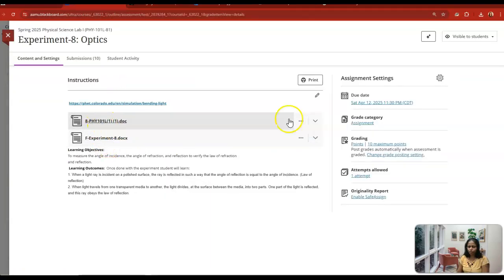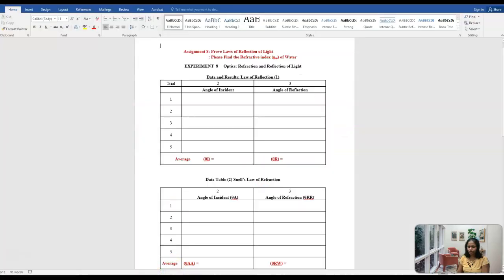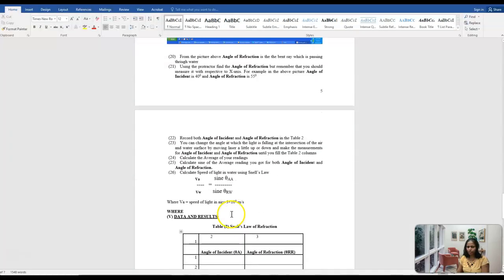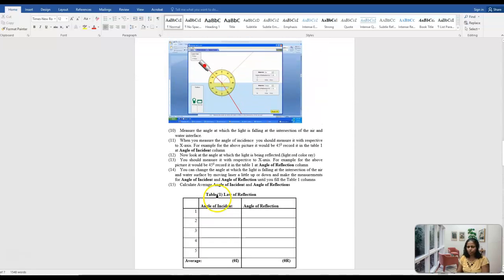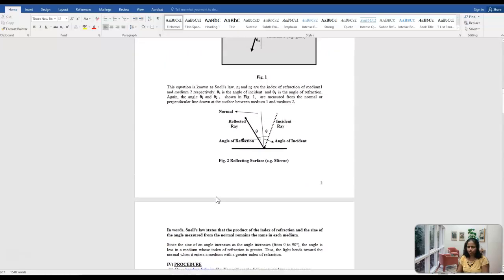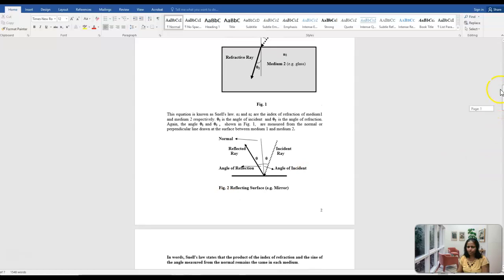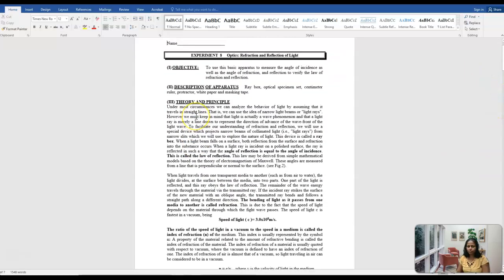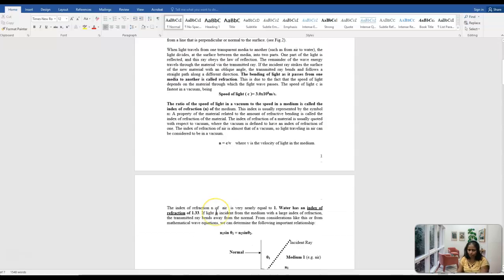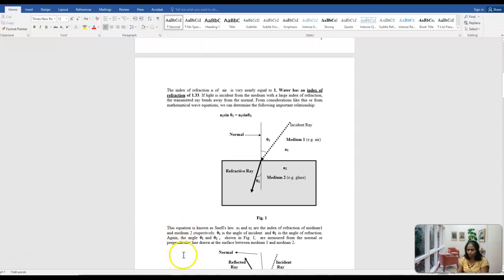I want you to download this, and I want you to download this. I already downloaded them and I kept them ready. So I have one of this handout right here. I want you to read this handout so that you can understand the theory behind what we are doing. So what is a reflection, what is refraction, and all of that is given right here. I'm just going to show you how to do the experiment.